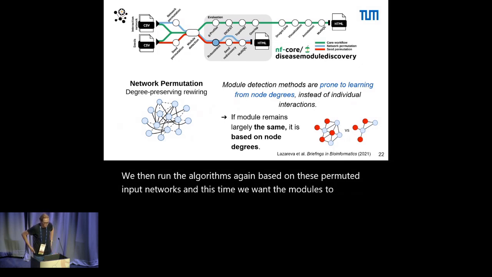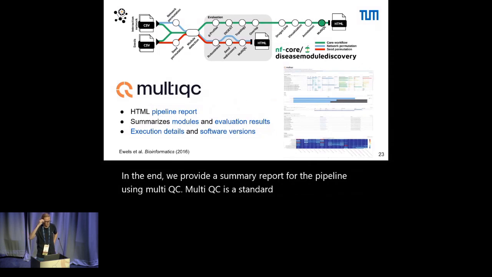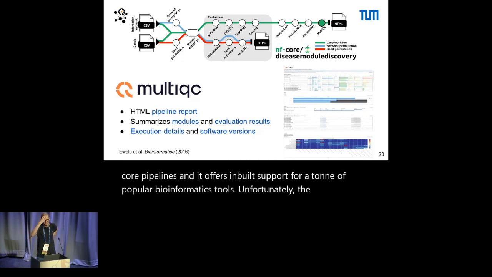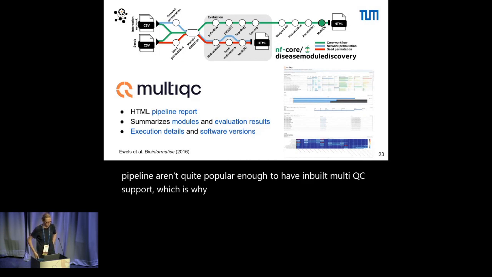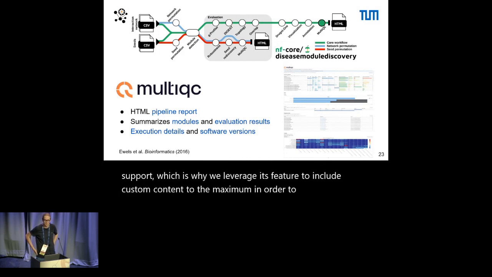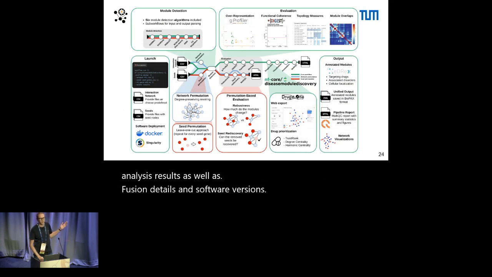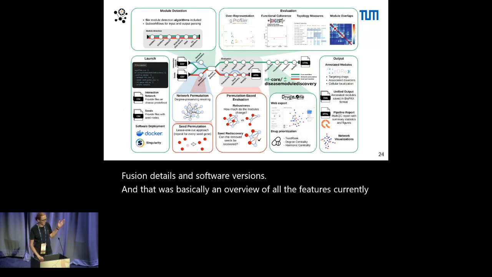In the end, we provide a summary report for the pipeline using MultiQC. MultiQC is a standard choice for many nf-core pipelines, and it offers inbuilt support for a ton of popular bioinformatics tools. Unfortunately, the tools in our pipeline aren't quite popular enough to have inbuilt MultiQC support, which is why we leverage its feature to include custom content to the maximum in order to provide a comprehensive HTML report, including the most important analysis results, as well as execution details and software versions. And that was basically an overview of all the features currently included in our pipeline.